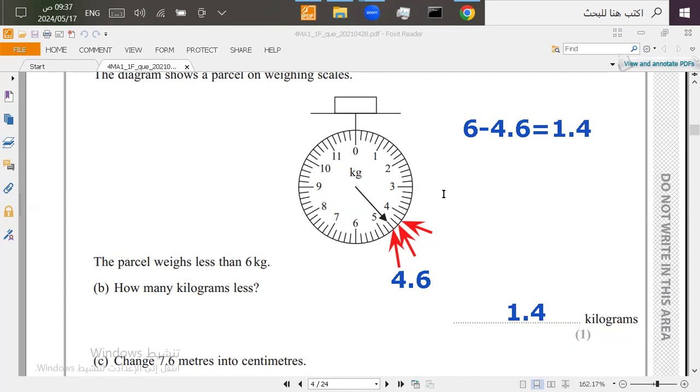Now, when you read a question, you have to finish the question so you understand what they want in the question. For example, some people will read this, take a look at the diagram, shows a parcel like this. They will think that they want what's here. But the idea is you have to read all the question to understand what they need. Now, let's move on to the next question.